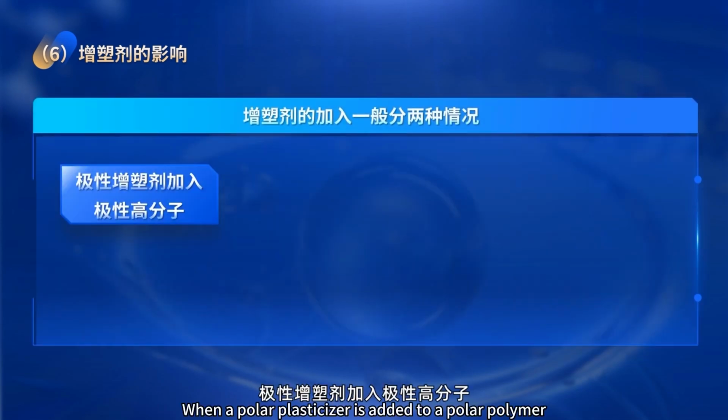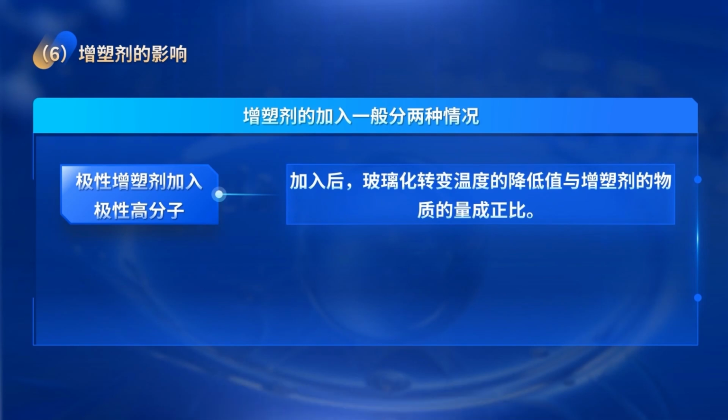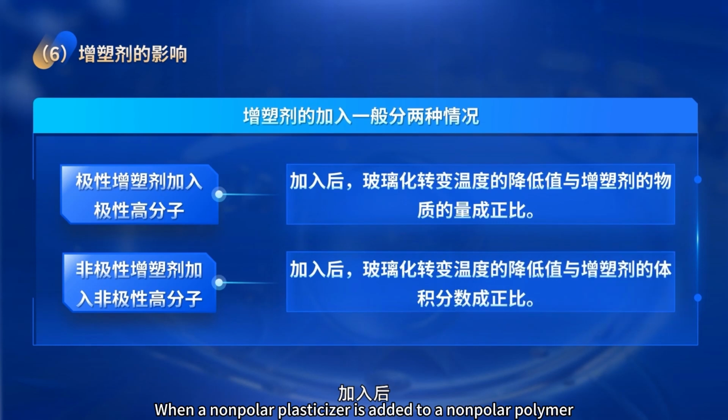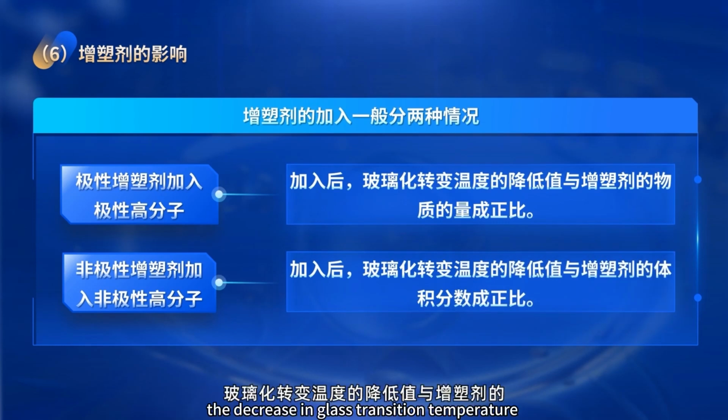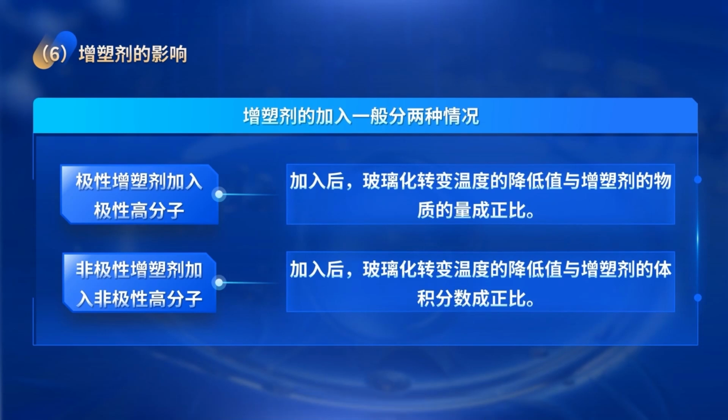When a polar plasticizer is added to a polar polymer, the decrease in glass transition temperature is proportional to the amount, in moles, of the plasticizer. When a nonpolar plasticizer is added to a nonpolar polymer, the decrease in glass transition temperature is proportional to the volume fraction of the plasticizer.